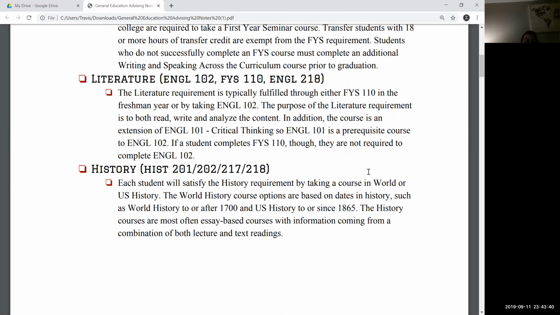Next is history. All these classes are pretty much taught in the same style. It's definitely going to be lecture and reading and notes. It is what you would think of as a traditional college course, but it's either going to be world history or U.S. history, and it's divided by dates. So 201 and 202 are the world history courses, and then 217 and 218 are U.S. history. Now, I will say, for whatever reason, UIndy offers the world history classes 201 and 202 a lot more often and during the same semesters than the U.S. history classes. So that's something to think about: if you're wanting to do U.S. history, you need to try and take it when you see it available. If not, everyone pretty much just does world history at this point.